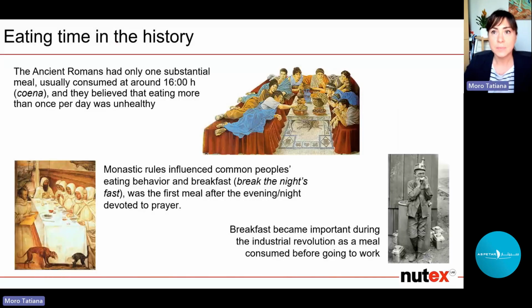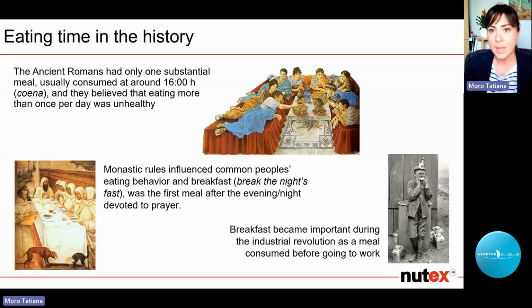As I was saying, in the definition of fasting, we have the religious description of this type of dietary intervention. But as Marco was saying, intermittent fasting has become very popular in the last few years, and we can find examples of voluntary food deprivation even in distant ages. For example, the ancient Romans had only one substantial meal, which usually was consumed around 4 p.m. That was called cena, which is the Latin word for dinner. And they really believed that eating more than once per day was unhealthy.